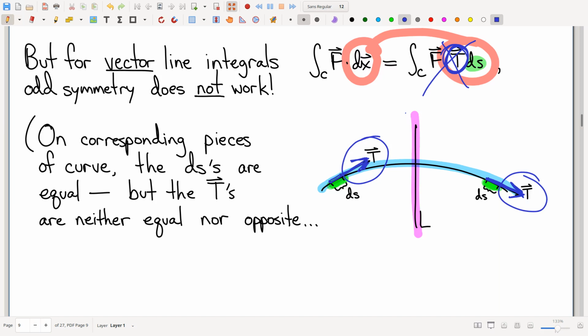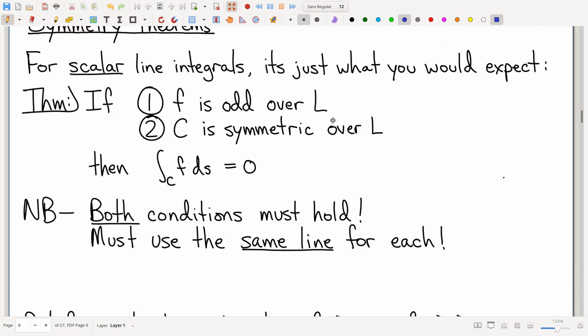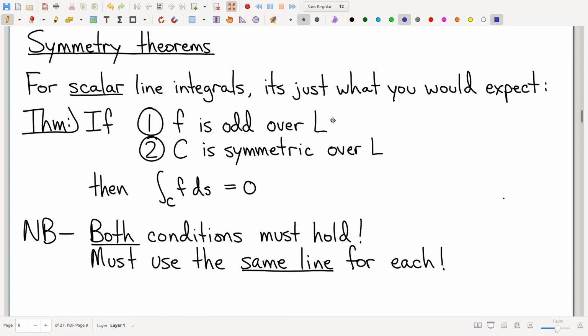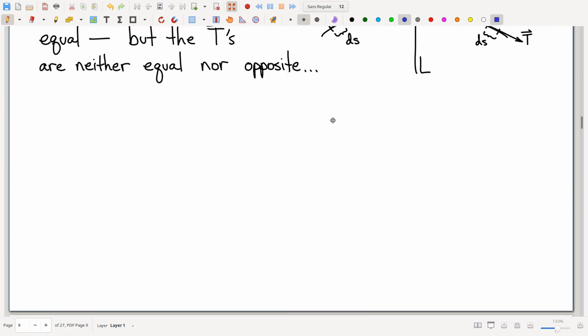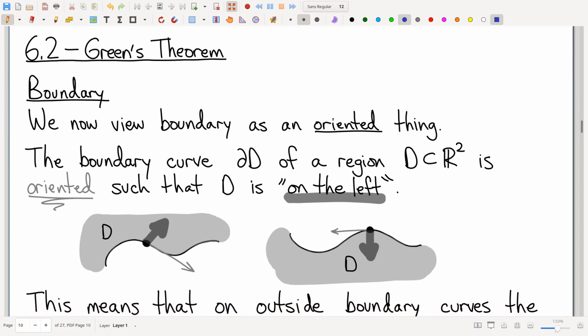Okay, so be real careful about that. All right. Okay, but again, scalar line integrals, all good. Okay, so that finishes 6.1. We're going to move on to 6.2 now.